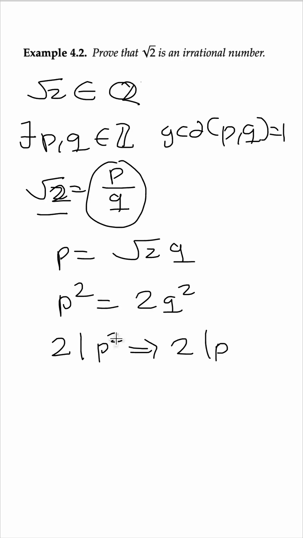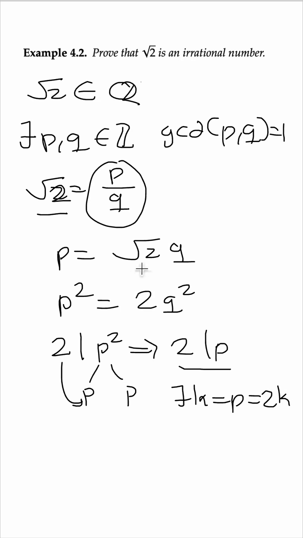If a prime divides p squared, then it has to divide one of its factors, so it has to divide either p or p. It has to divide p; it cannot divide something in between, because that really doesn't make sense. And so again, it has to divide p, and so that means there exists a k such that p is equal to 2k.